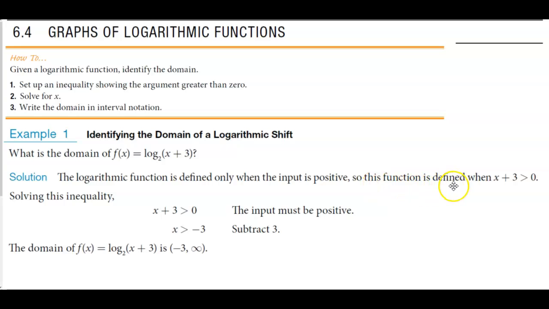So this function is defined when x plus 3 is greater than 0. If we solve the inequality, we're going to subtract 3 from both sides. x is greater than -3. So that means our interval notation would start at -3 and go all the way to positive infinity. But because it's just greater than, we have a parenthesis here and of course a parenthesis after the infinity.